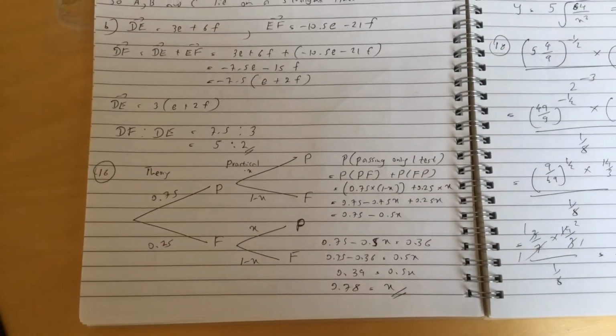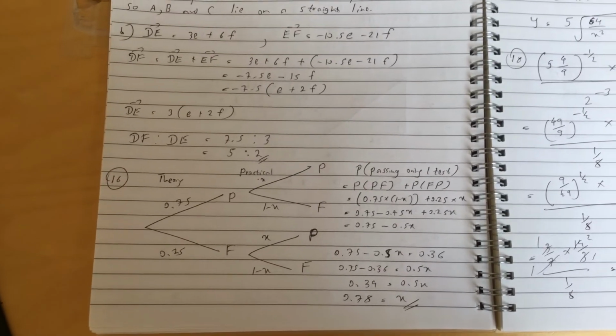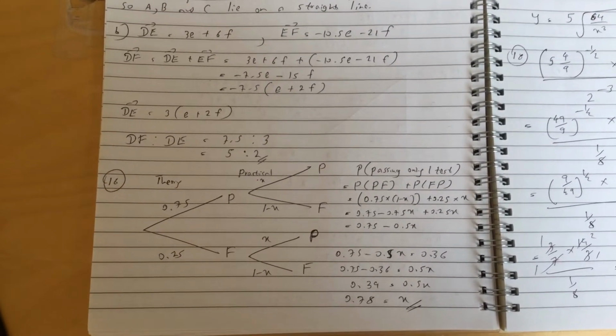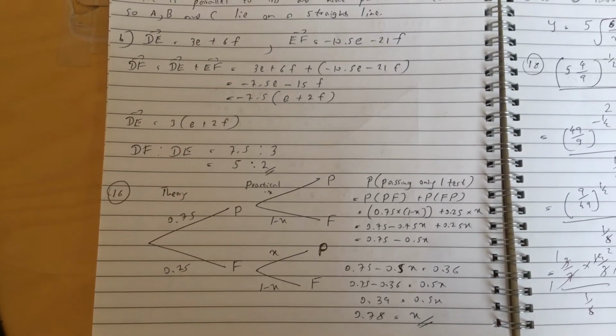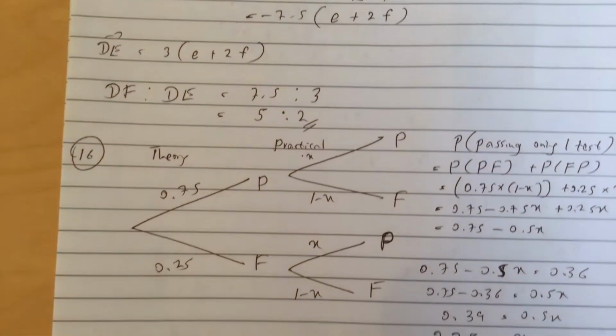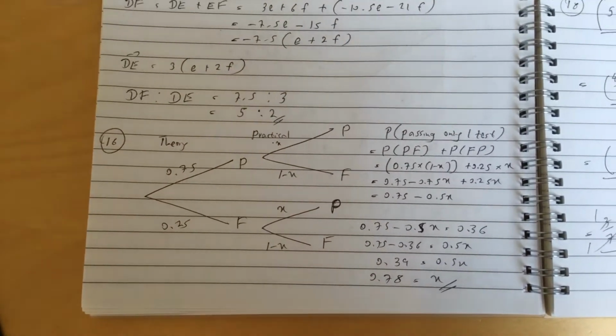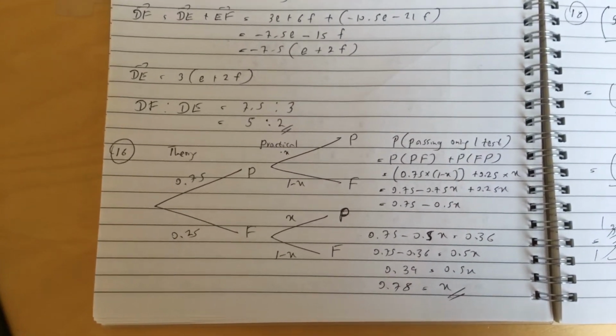Okay, now this is a nice question. This involves tree diagrams and a little bit of algebra. So I drew a tree diagram, so we don't know the probability of passing the practical test. I called it X, you can see. So failing is 1 minus X. So you've got to do it for both branches.